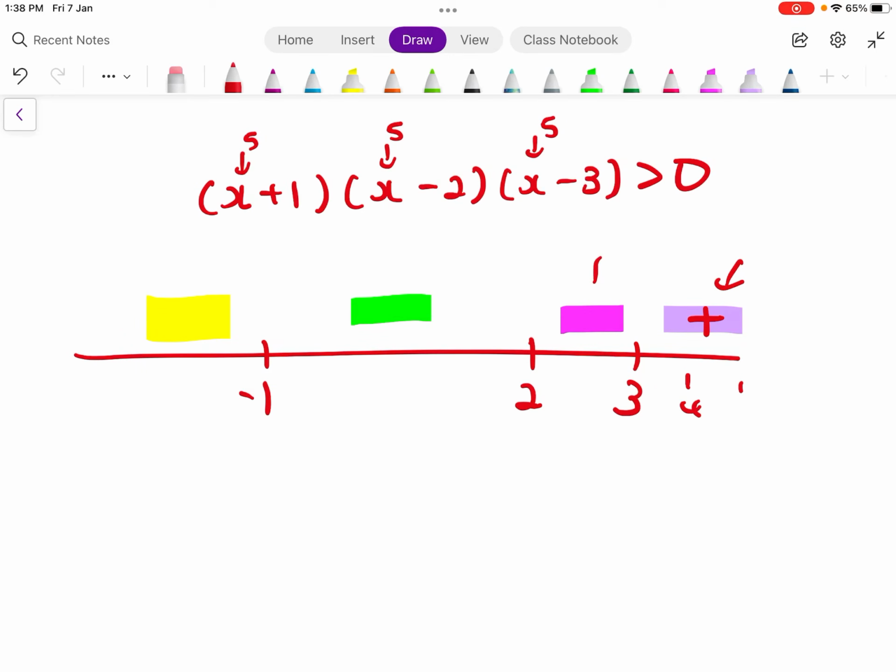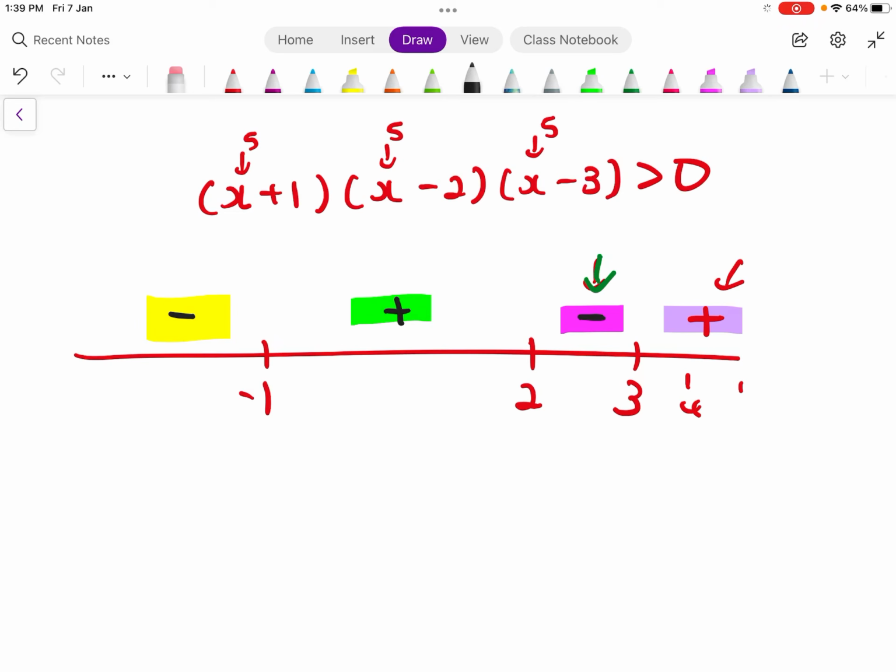Now we go to this region. You substitute any number that is more than 2 but less than 3, so maybe you can substitute 2.5. You will notice that you get a negative. If you don't believe me, you can try yourself. Then the green region, you substitute any number more than negative 1 but less than 2, so for simplicity's sake, 0. When you substitute 0, you get positive. And last but not least, the yellow region, you get a negative because it alternates.